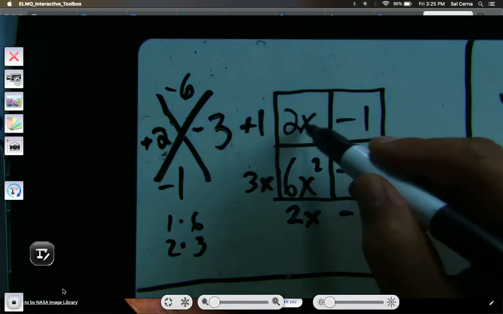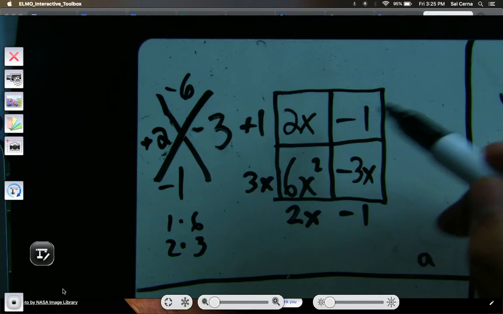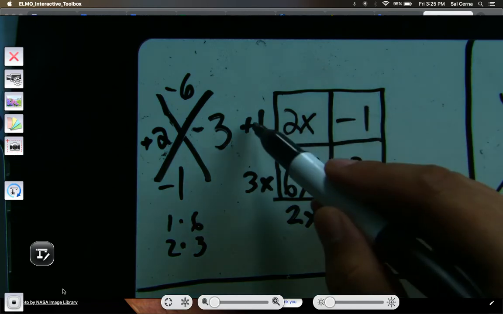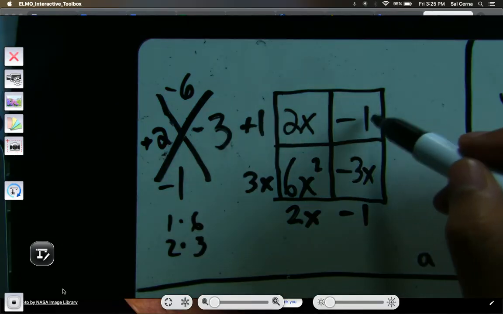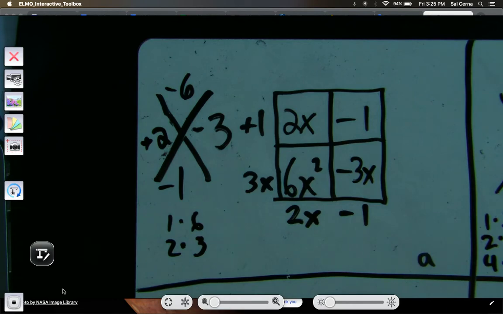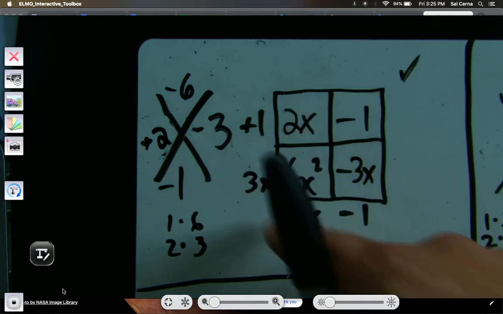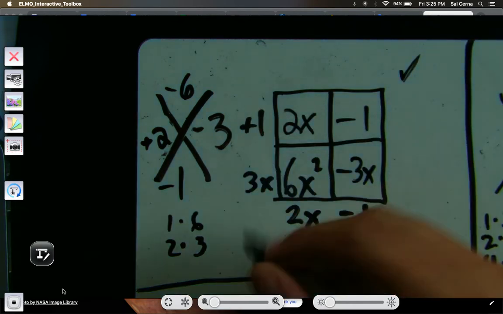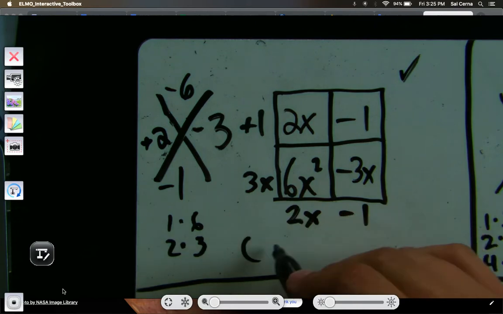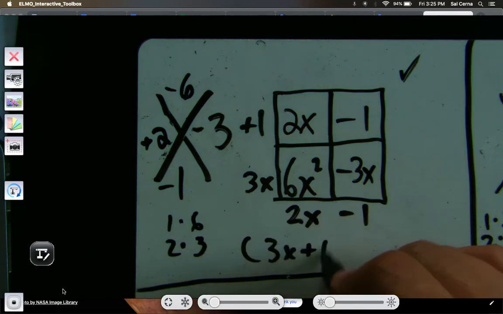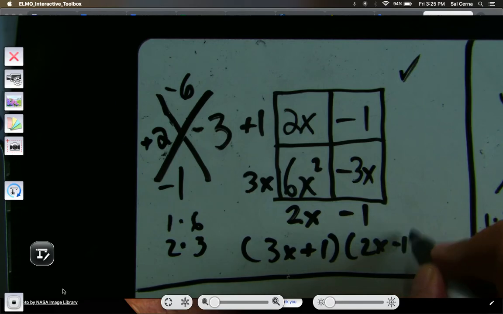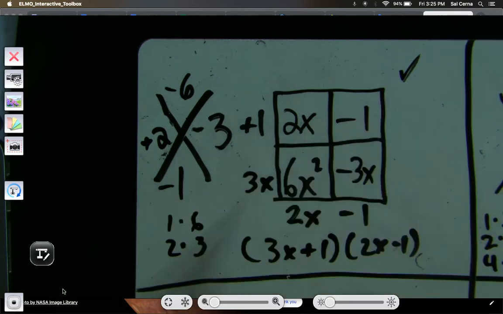+1 times 2x is 2x. That's my area. And the area for this is my checkoff: +1 times -1 gives me -1. I am good, so this checks off. I have my dimensions, which I'll write here: 3x plus 1 times 2x minus 1. So the product of my dimensions equals the sum of the areas of the parts. Now, let's jump into the next one.